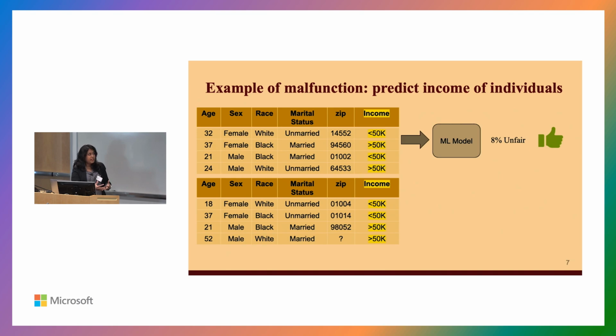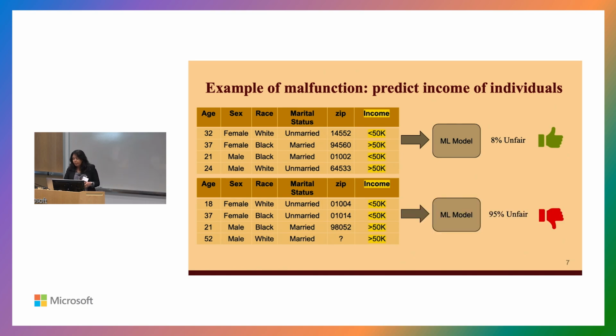Now there is another data set. It looks very similar to the first data set. There are equal numbers of male and female, equal numbers of black and white people, equal numbers of married and unmarried people. So I use the same strategy. I'm not saying I'm using the same model, but the same strategy. Let's drop this sensitive attribute and hope the model will be fair. What happened this time is, no, the model is very unfair. It's 95% unfair now. So what happened?